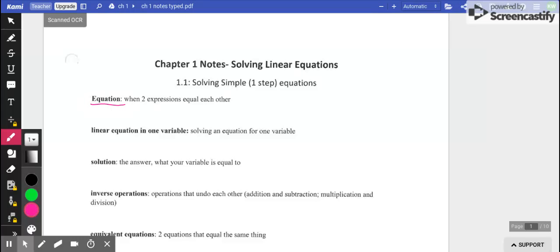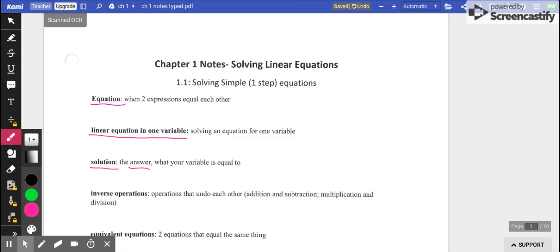An equation is when two expressions are equal to each other. So when you have something equal to something, that's what we're talking about with our equations. When we have a linear equation with one variable, that's when we're solving an equation for one variable. We're trying to get either x or y or z by itself. We want to remove everything else and move it to the other side of the equation. Our solution is the same thing as the answer. Those two words mean the same thing. Solution is finding out what x is equal to or what y is equal to.